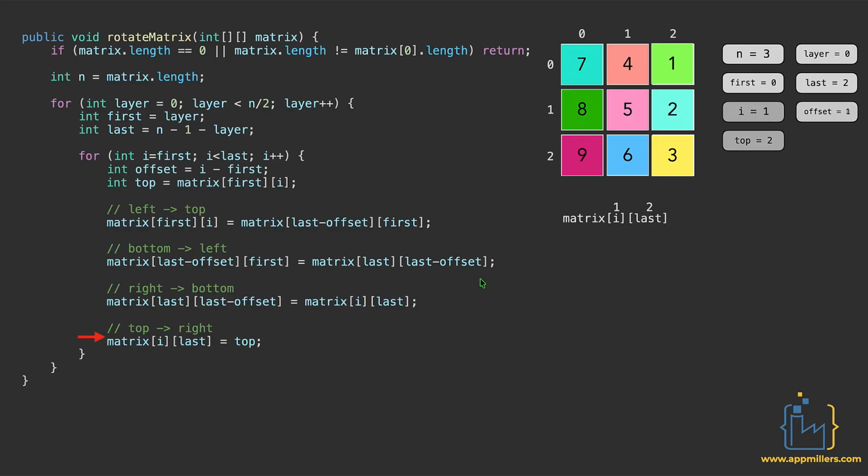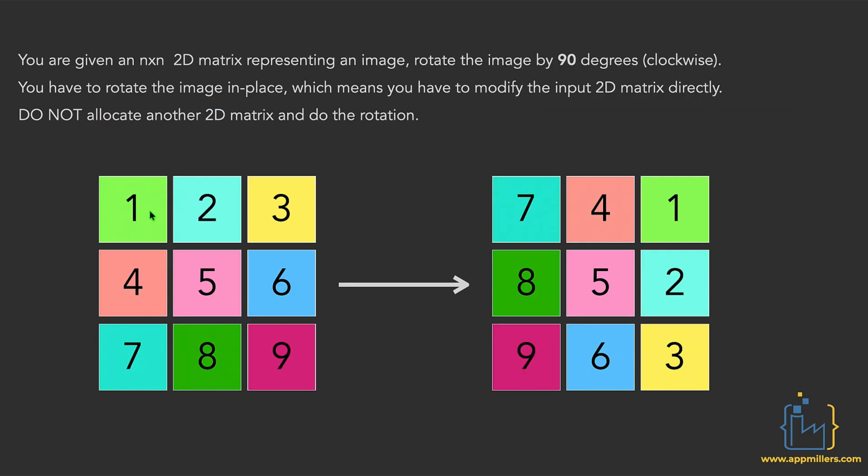So then the next iteration, I is going to be 2, so it's not less than the 2, so it's not going to be executed. Then we are going to continue to the outer loop. So here we will see that layer is going to be 1, and this means that n is 3 and n divided by 2 is going to be 1, so layer 1 is not less than layer, so this part will not be executed. We have successfully rotated this image to 9-degree clockwise.